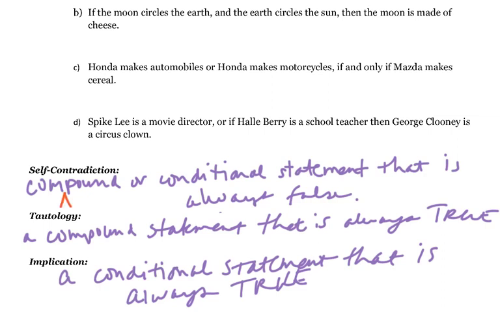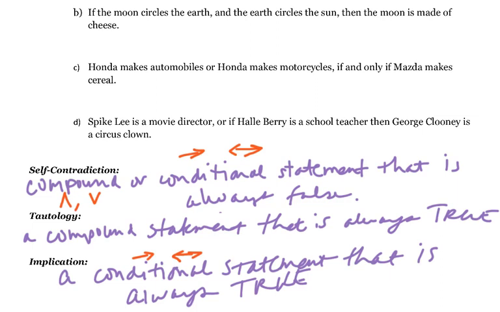Now remember, compound statements are and, or statements. Conditional statements are our if then or if and only if statements. A tautology is a compound statement that is always true. And again, an implication is just another word for a statement that's always true, but in this sense, we're talking about conditional statements. So if you have an implication, that means you have a conditional or biconditional statement that the truth values for the entire truth table are all true.